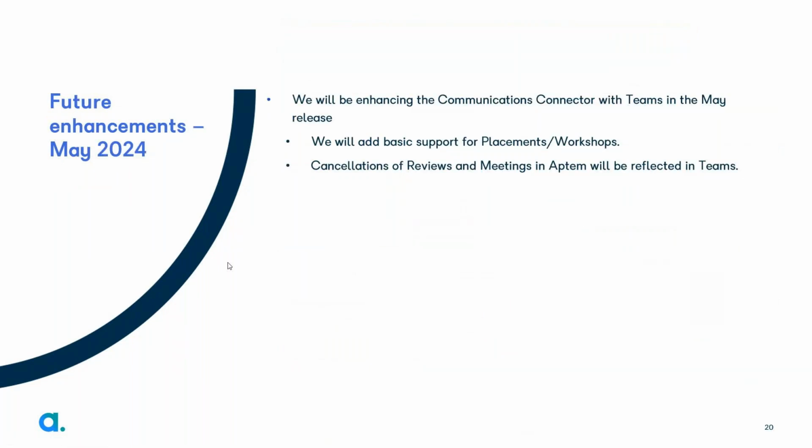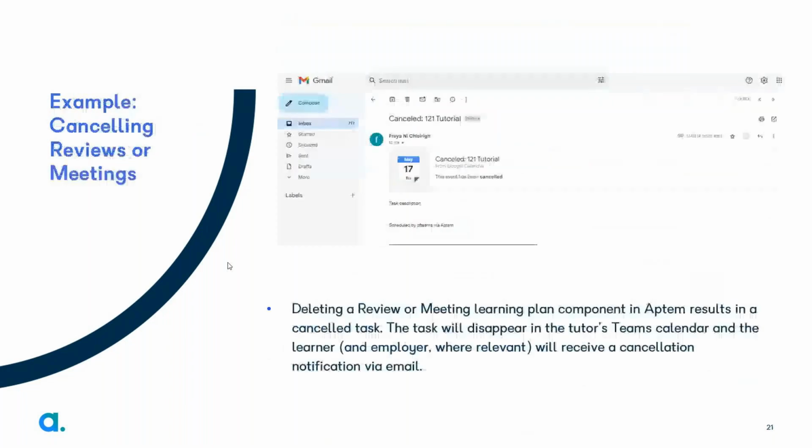So the functionality that we've just shown is the functionality as of today, but we are enhancing this functionality both in the May release and the upcoming releases after this. So we'll talk about the May release first and then demo these features. And we've added support for placements and workshops and also added the option to cancel reviews and meetings in Aptem. Pending final testing, these enhancements will be released on the 15th of May with our major release.